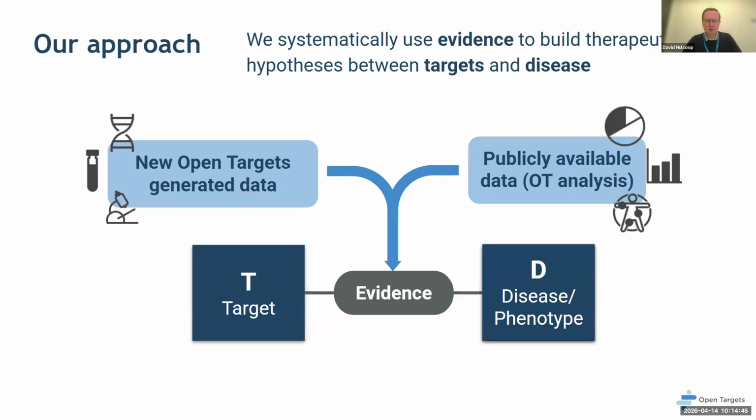But fundamentally, what we try and do to address those questions is find evidence that can help us answer those questions. So we use evidence from lots of different sources to build therapeutic hypotheses between targets and disease. We do that by generating our own evidence within the consortium, which I won't talk about in detail today. And a large part of our efforts are devoted to trying to understand what's available in the public domain that associates targets and diseases and bringing it together into a unified framework.